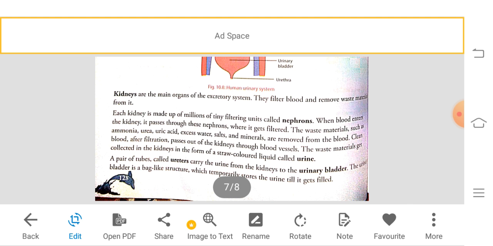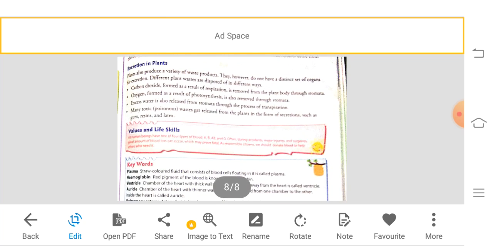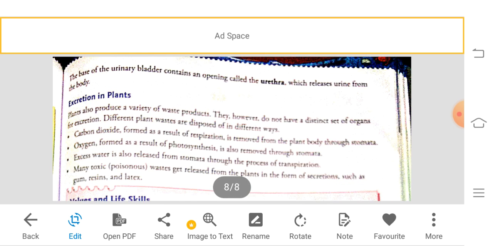The urinary bladder is a bag-like structure which temporarily stores the urine. Finally, the base of the urinary bladder contains an opening called the urethra, which releases the urine from our body.